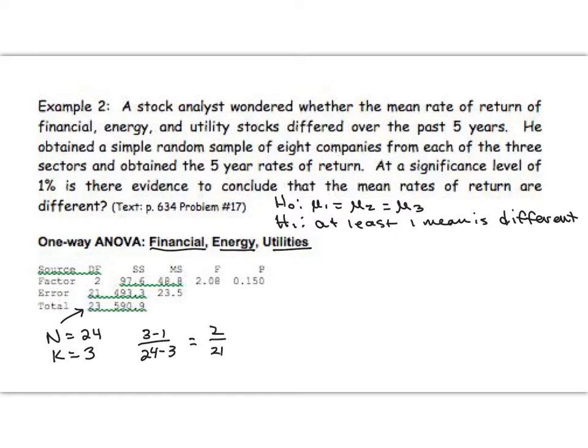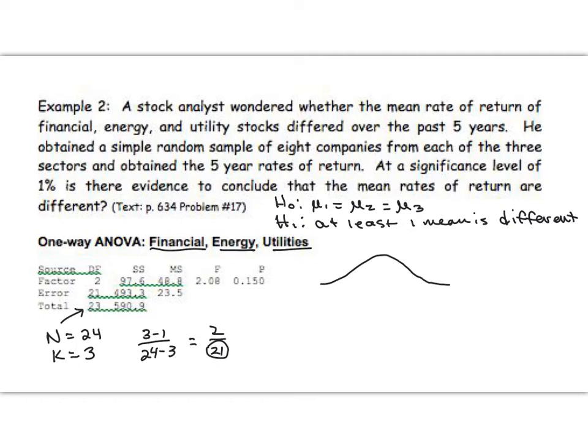So then I'm going to go to my table, and on page A18 is where I'm going to find the closest to 21 degrees in my denominator, and I'm going to have to go down to 20 because that is the closest that I have.